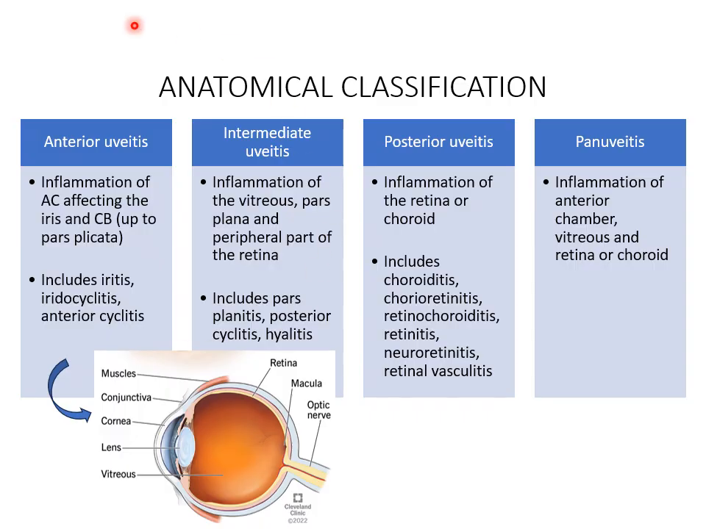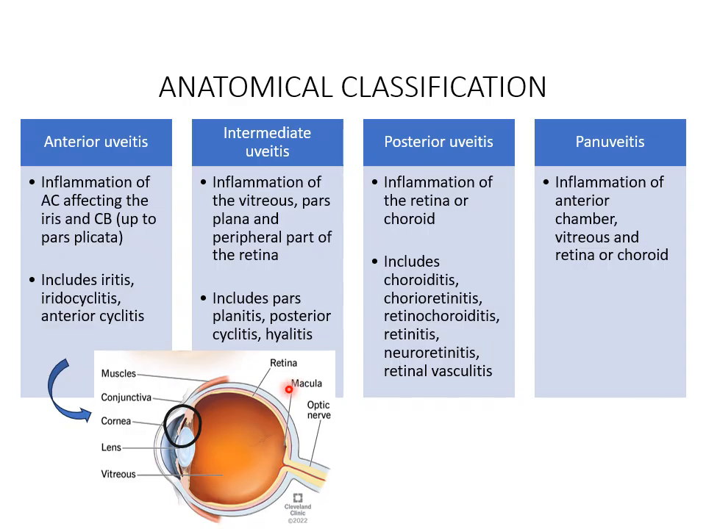Now, anatomical classification. Now, this is important. Anterior uveitis is when the inflammation of the anterior chamber affects the iris and the ciliary body. So, iris and the ciliary body are actually affected along with the fluid that is in contact with it, that is the aqueous, right? So, if you see carefully, this is the part that is affected in anterior uveitis. So, it's inflammation of the iris, the ciliary body, and the aqueous, right? That's anterior uveitis for you.